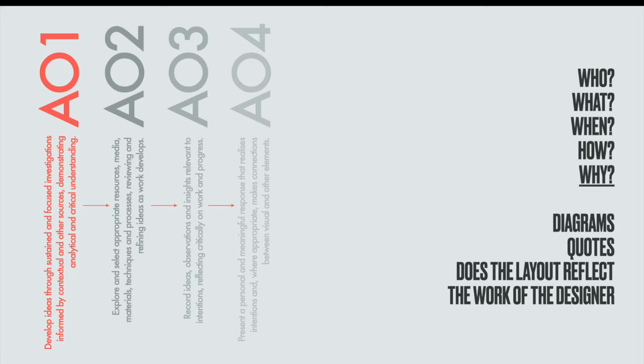And ultimately, the big question is why. Why has this artist made this piece of work? And what is it they're trying to say? So you've got to ask all those questions and answer them in your critical link. And the way that we do that is through research, but also with the use of diagrams, quotes, and again, is trying to sort of, in terms of the layout, does the layout reflect the artist or the designer's work?